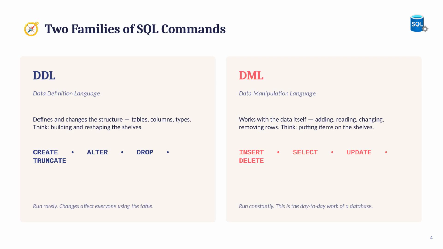The second family is DML, Data Manipulation Language. This works with the data itself, adding, reading, changing, and removing rows. Think of it as putting items on the shelves you've already built. DML commands include insert, select, update, and delete, and you run these constantly. This is the day-to-day work of any database.